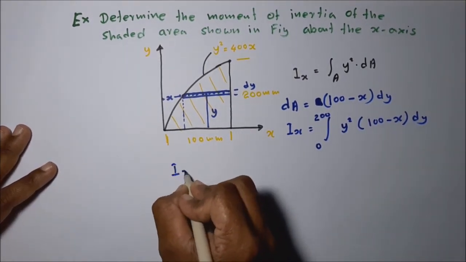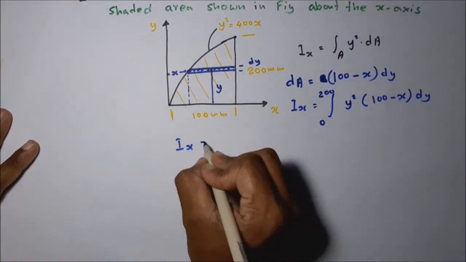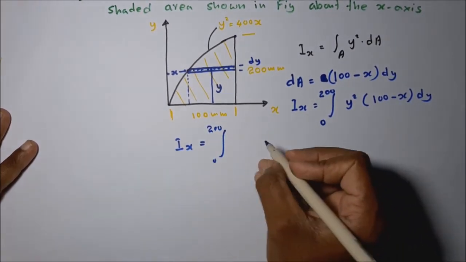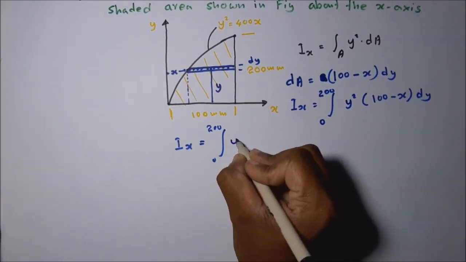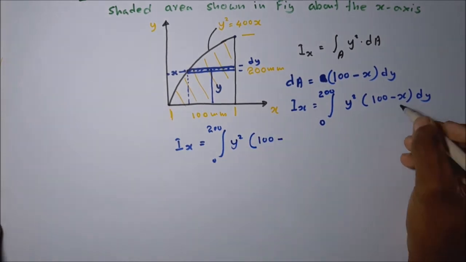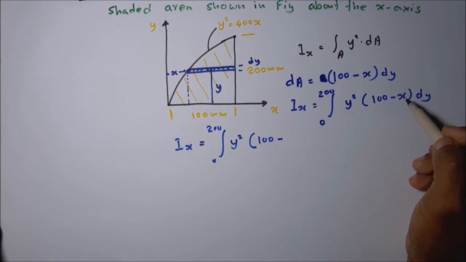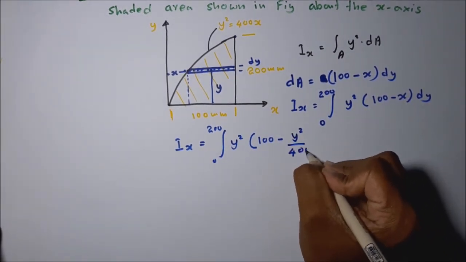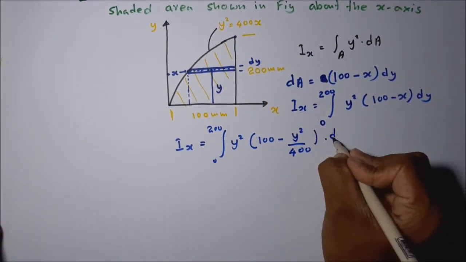Then this Ix we have to write from 0 to 200. Here the integral variable is y square, then 100 minus x, we have to write it from the y value. So y square divided by 400, using this equation, into dy.